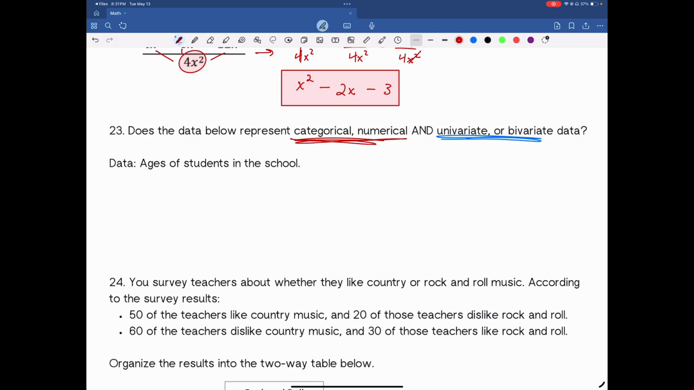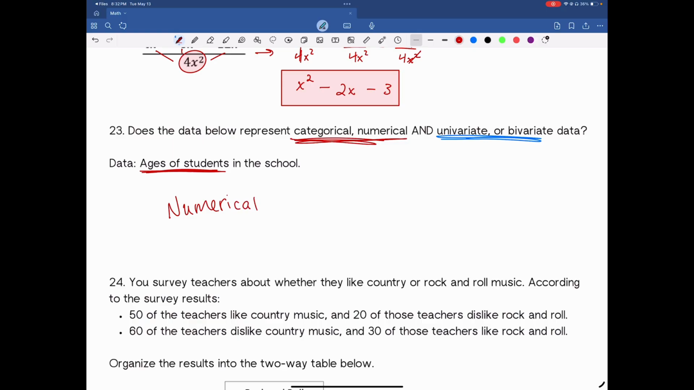Numerical data is going to be obviously dealing with numbers. And so if we look at ages of students in the school, the ages of students in a school is going to be numerical because we're talking about what their ages actually are. We could take the average of their age to find the average age in our school. And so this would be numerical.